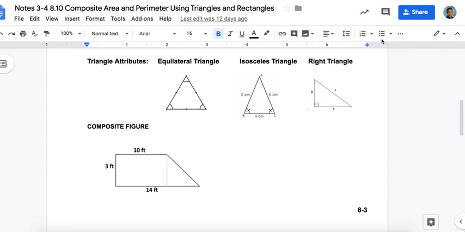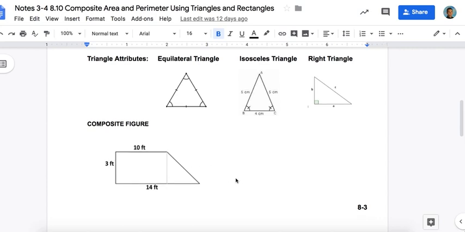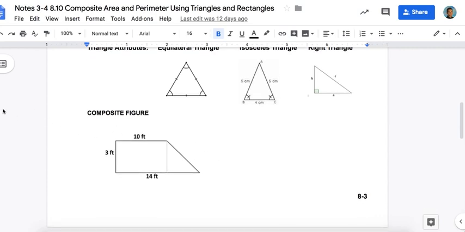And so now when we're figuring out perimeter with a triangle in it, the hypotenuse of the triangle, we're going to need to find that in order to calculate the perimeter. So here's example number 1. Notice we have this part is 10, this part is 3, and this part is 14. But if we're going to find the hypotenuse, we need to know both legs.